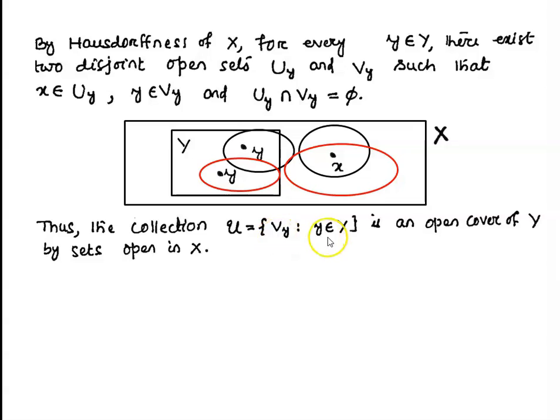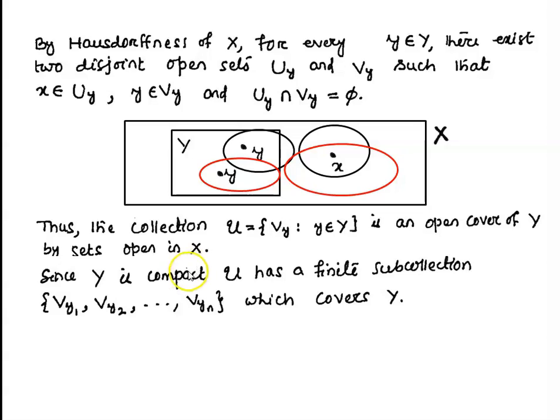Now the collection Vy, where y is varying over Y, is an open cover of Y by sets open in X, because each of these open sets containing the point y is an open set in X. Since we are varying this y all over Y, the union of these open sets will cover the entire subset Y. So this covering is an open covering of Y by sets open in X. Since Y is compact, we have taken Y as a compact subset, this covering has a finite subcollection Vy1, Vy2 up to Vyn, which covers Y. So we have a finite number of elements Vy1, Vy2, Vy3 up to Vyn, which covers Y.